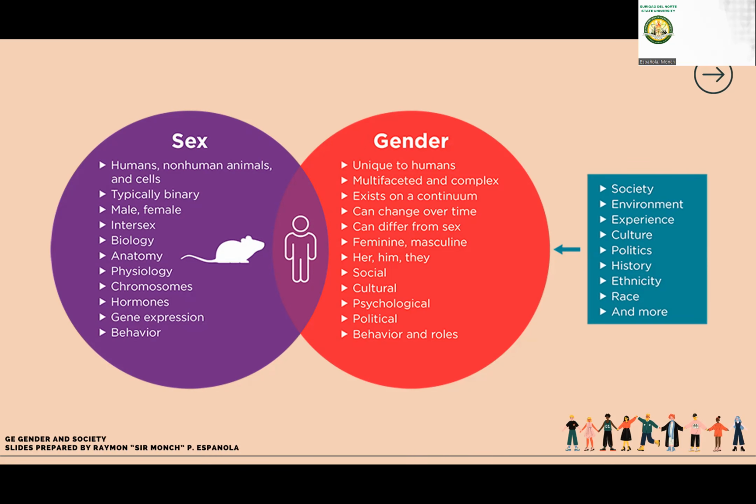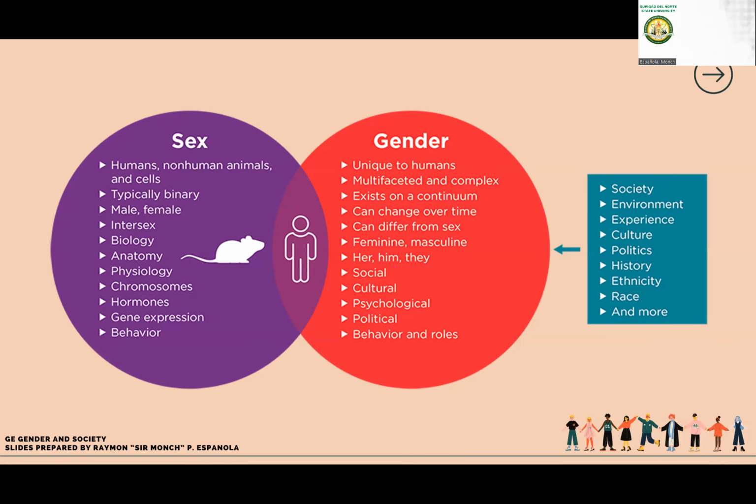It exists on a continuum. It can change over time. It can differ from sex. Take note of that. It can differ from sex. So, a person's gender can be very much complicated. It's not very linear, that if the baby is male, he will become a boy. The development of gender can be complicated, can be complex. Later, we'll show you how complex that can be.